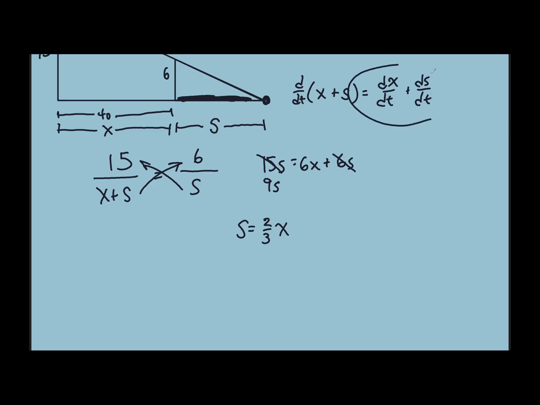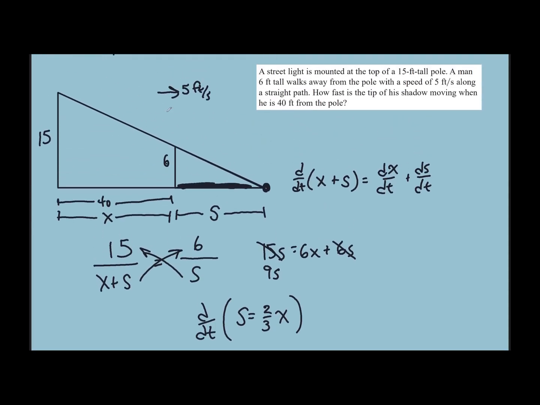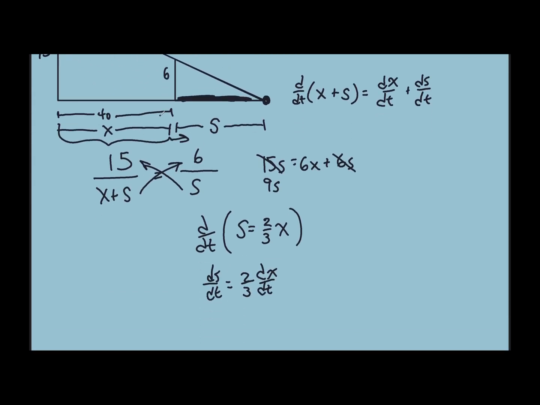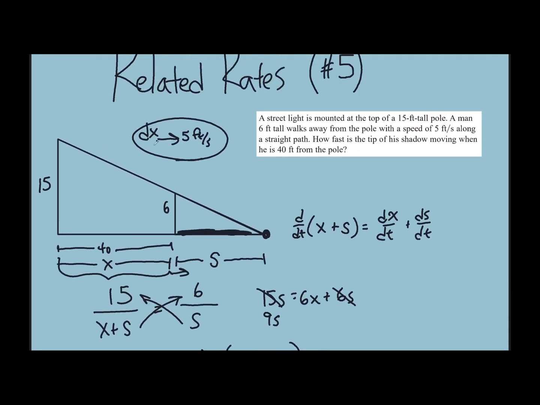Now, we're getting warm because we can take the derivative with respect to time. And what are we going to get? ds dt equals 2/3 dx dt. Nothing crazy. And some of this we're told because they told us he's walking away at 5 feet per second, which is this x value is increasing. So that's our dx dt right there. So that would make it 10/3 because I'm timesing by 5 for dx dt. And we already know dx dt is 5. I'll write it here if you want.